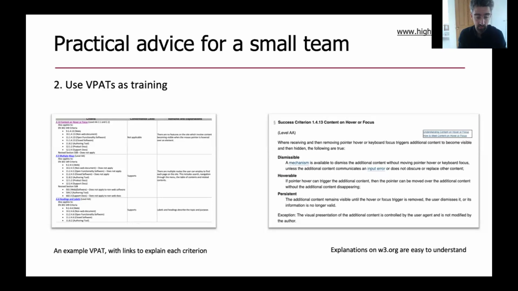So for example, there you can see on point 1.4.13, content on hover or focus, it just shows that if the cursor is going over something which then conceals some content, there must be a really easy way to unconceal that content. It's kind of obvious, all of these points, but they do need to be addressed one by one.